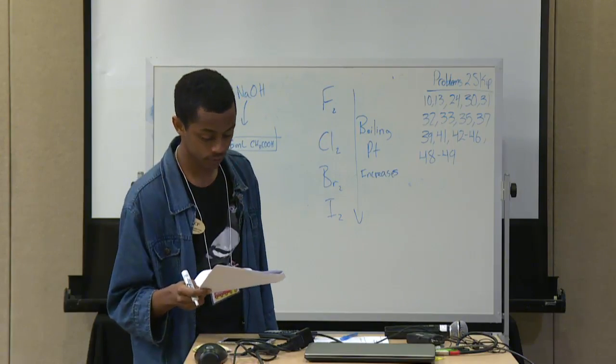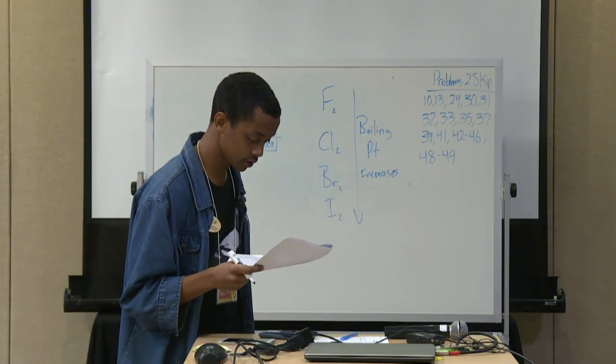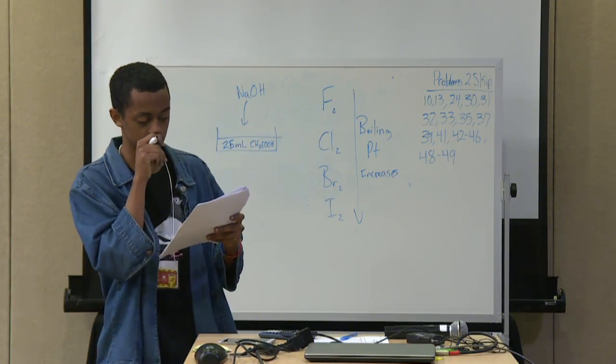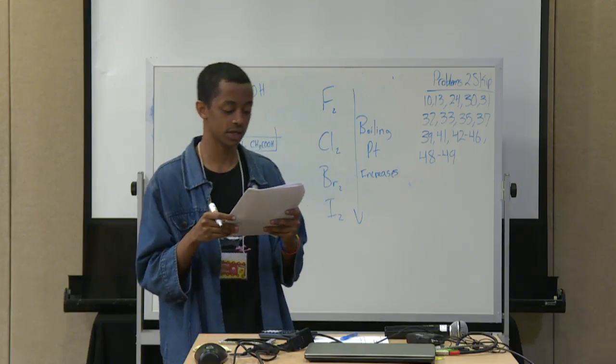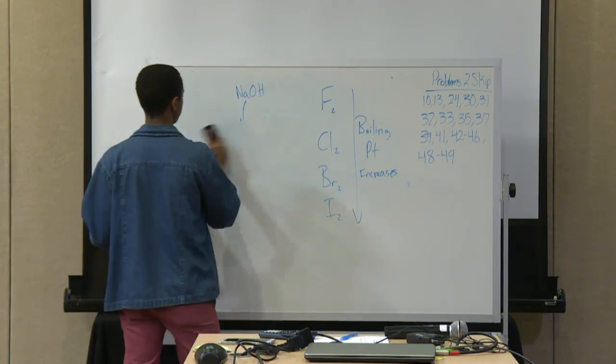All right, cool. So moving on to 15, we're doing it? All right, cool. So quartz, SiO2, is the most common mineral found on the surface of the Earth. What is the best explanation for the fact that quartz is hard and has a high melting point?